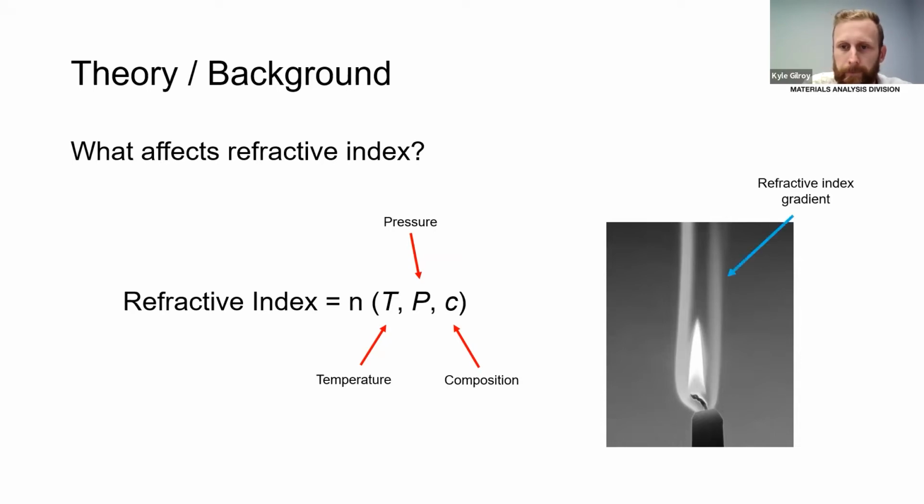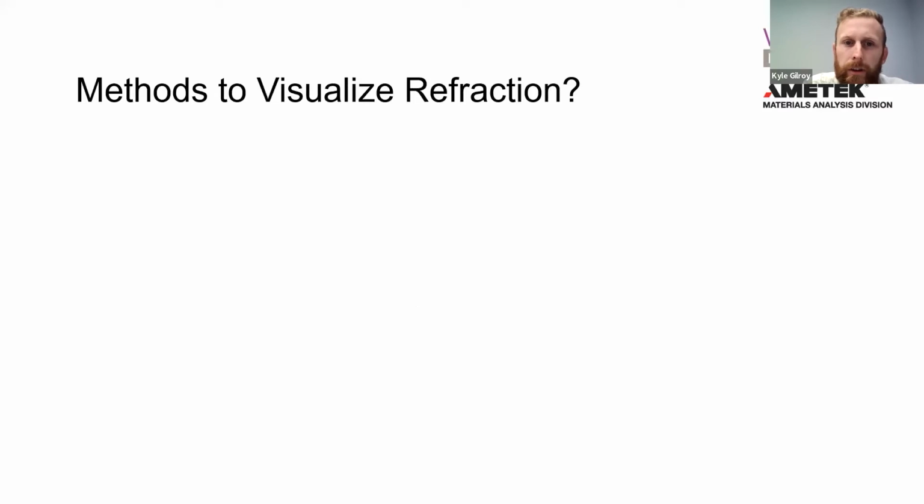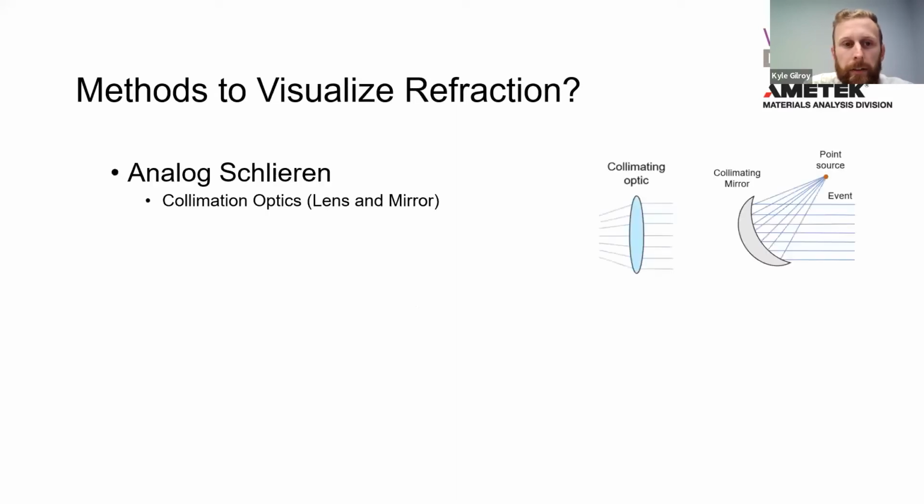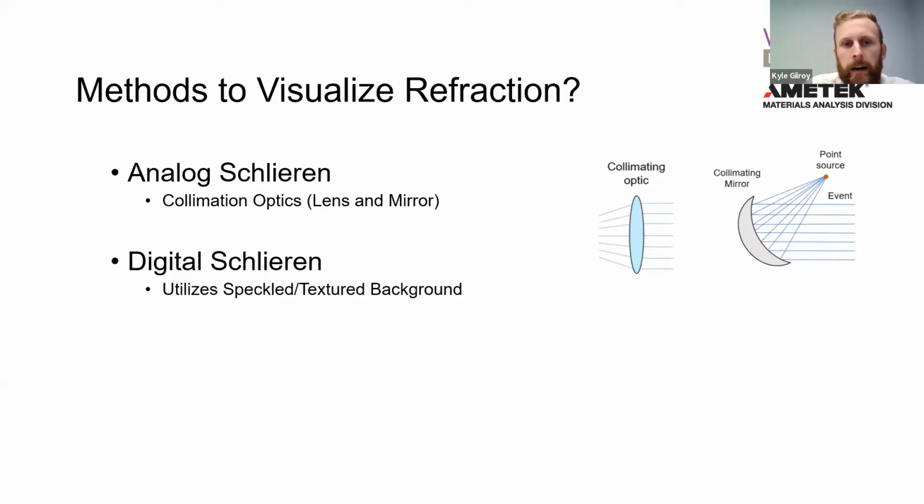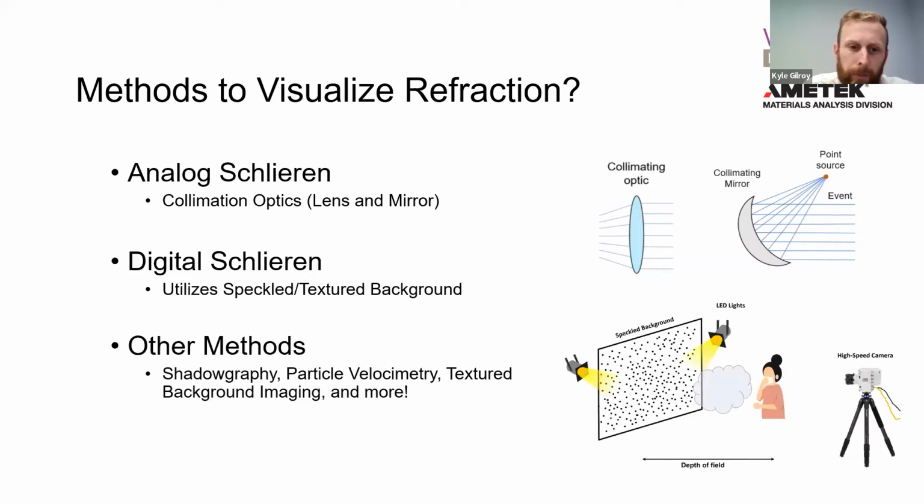So the methods to visualize refraction, the optical methods, and that's what we're here to talk about today, are analog Schlieren. And basically, whenever we talk about analog Schlieren, really what we are referring to is the use of optics, lenses or mirrors. Another way to do Schlieren is through digital Schlieren, which utilizes a speckled or textured background and some software to do the processing. And there are a lot of other methods, which we won't talk about today.